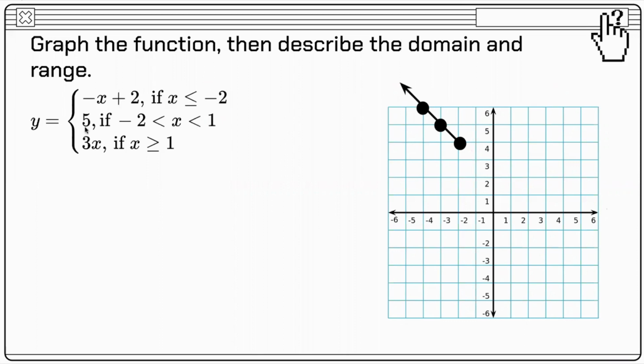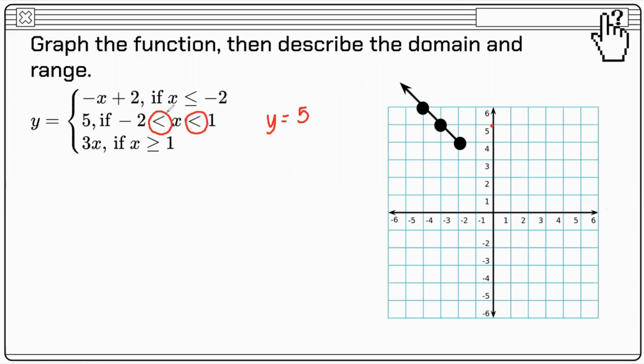Now we can move on to y equals 5 if -2 is less than x is less than 1. When you have a linear equation where y just equals a value like 5, this is actually a horizontal line. So we know we're going to draw a horizontal line through 5. But looking at our domain, -2 is less than x is less than 1. So we only want to draw our line where these values are true.